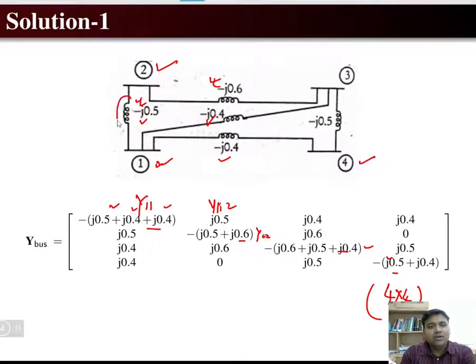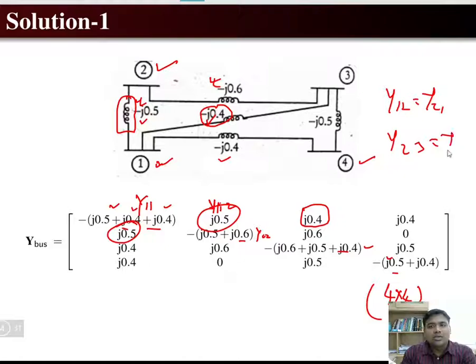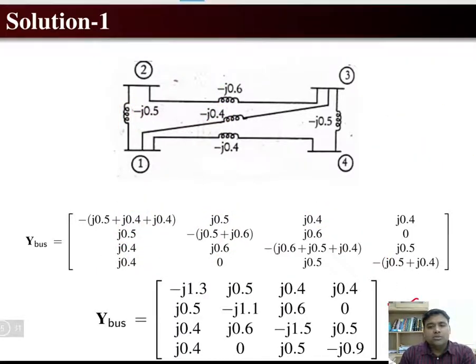Here we can see that only one reactance is connected between bus 1 and 2. Similarly, Y13 is basically the reactance that is connected between buses 1 and 3, with a negative sign. We know that the Ybus matrix is symmetrical, so Y12 will be equal to Y21. Similarly, Y23 is equal to Y32, and so on. If some admittances are not connected, then the value will be 0. In this way, we can form the Ybus of this power system network.